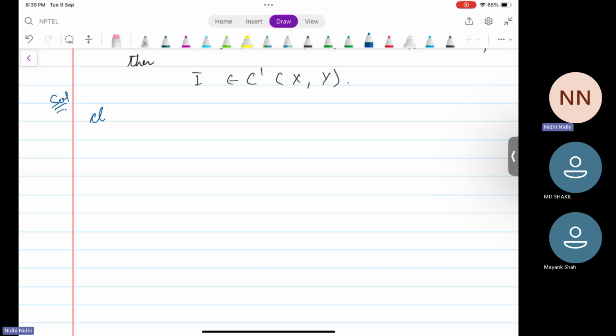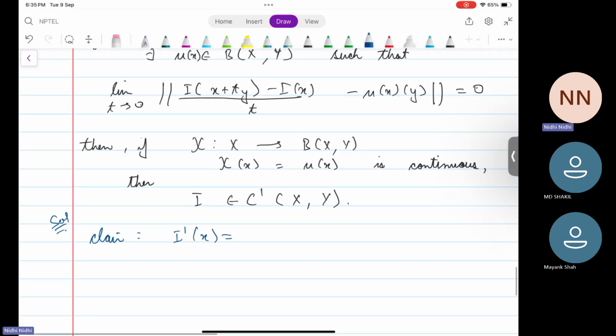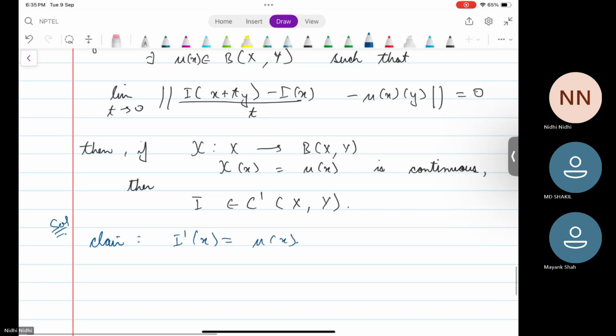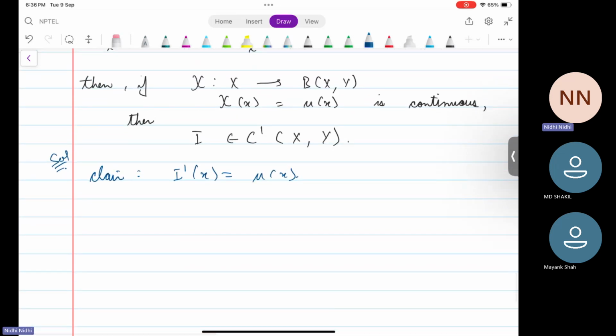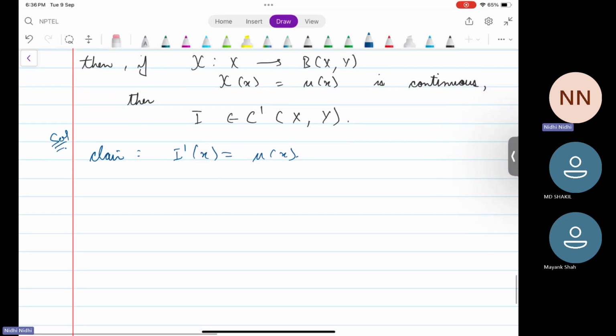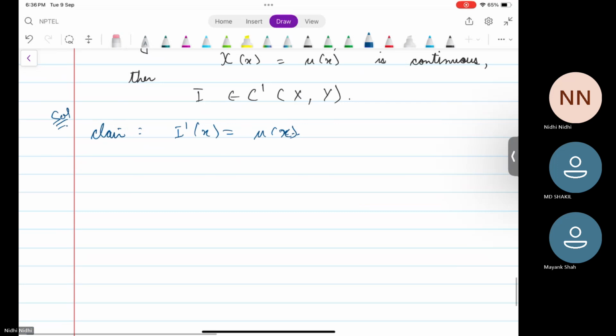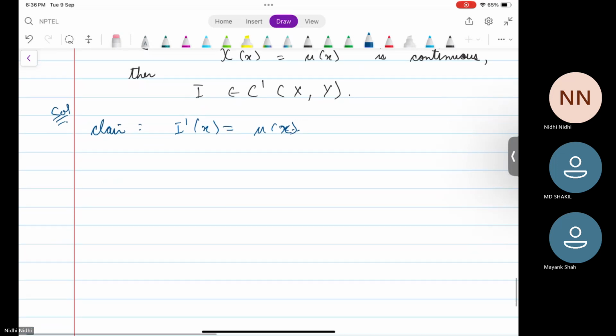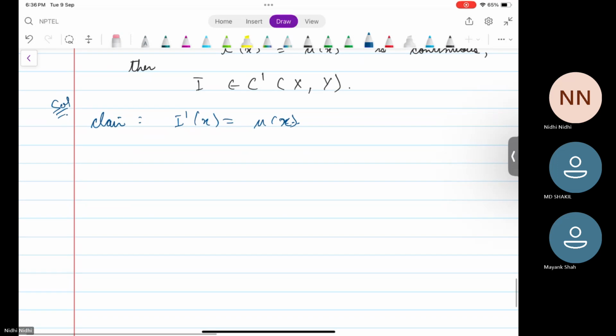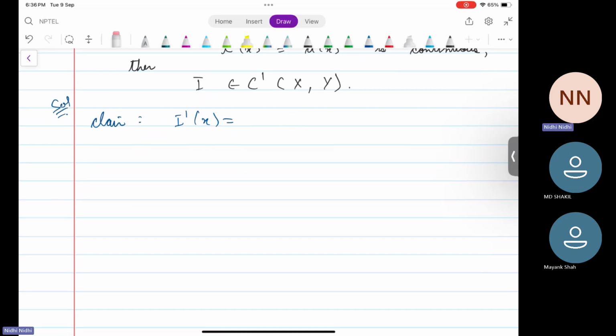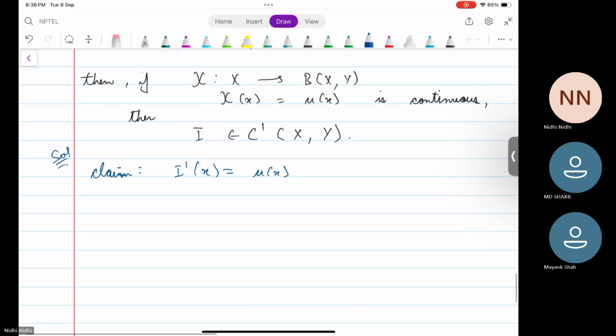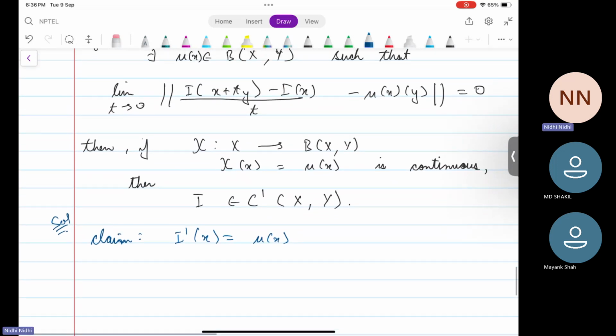We claim that I dash x is given by the function ux. If the claim is proved, then we'll get that I dash is continuous. How? First let's start with this part. We fit it in the definition of derivative. I think it will satisfy, to get continuity.